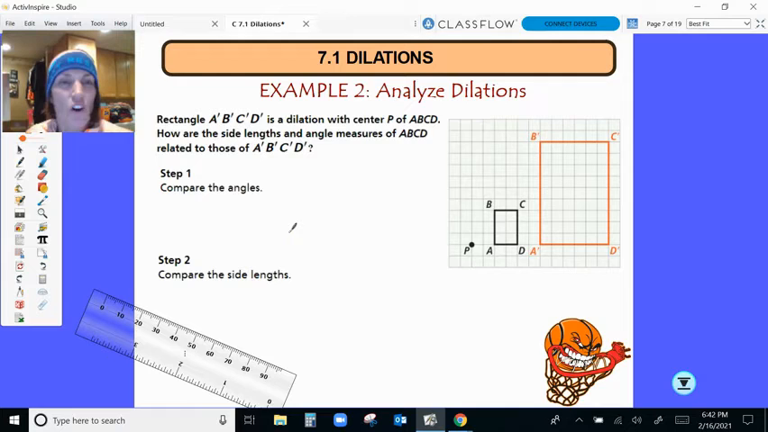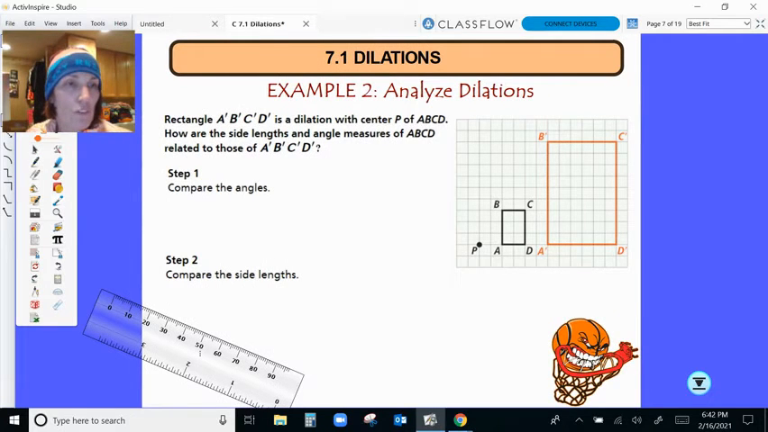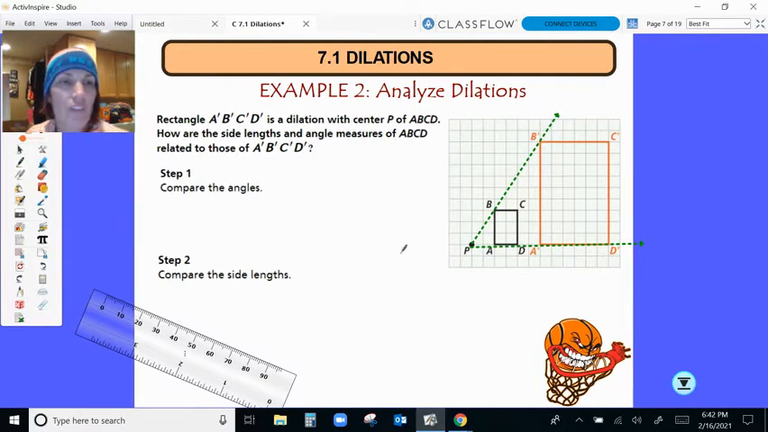Okay? So a rectangle A prime, B prime, C prime, D prime is a dilation with the center P of ABCD. How are the side lengths and angle measures of ABCD related? Okay, so first of all, here's my point P, and I could go ahead and connect all those rays if I wanted to. We might as well do that. Why not? It'll be fun. So if I take my point P and connect all my vertices, all the way through here, of course, I'd go right through here, right? That's kind of crazy, and so forth and so on. I'm not going to do all of these. I'll just give you an idea of what it would look like.